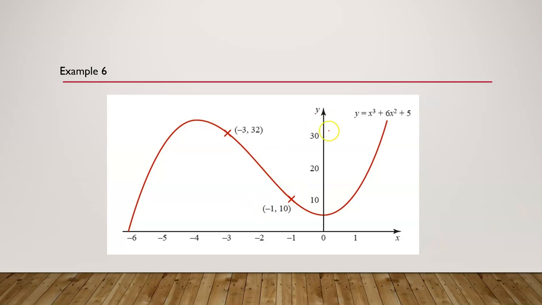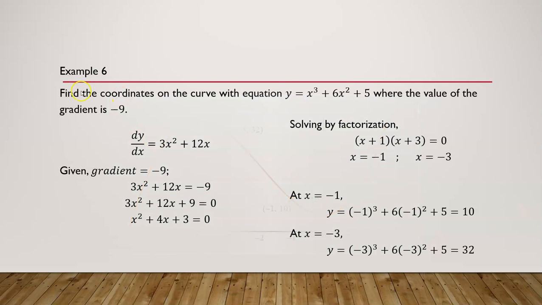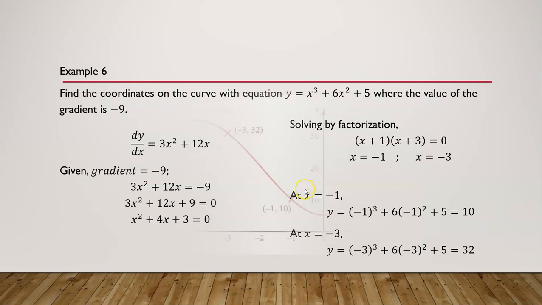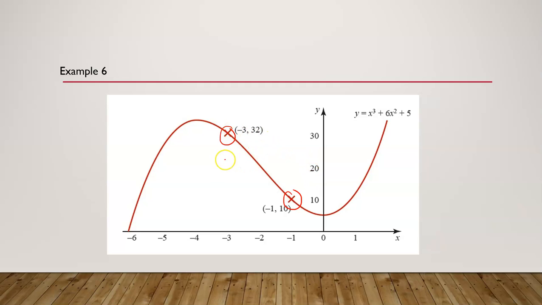So this is basically the graph of the equation in this example. If we look here, because this is a cubic graph, it is a bit curly. So these are the points that we found. So at these coordinates only, your gradient will be negative, how much was it? Negative 9, at these 2 points.